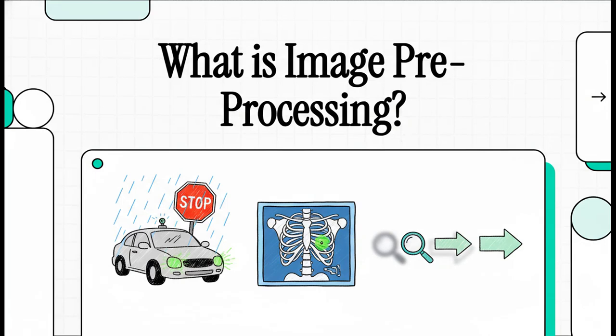You ever wonder how a self-driving car can spot a stop sign in the middle of a downpour? Or how a piece of medical software can find a tiny, almost invisible spot on an X-ray that could save a life? Well, the secret, or at least a huge part of that secret, is something called image preprocessing. So let's dive into what that actually is and why it's so incredibly important.